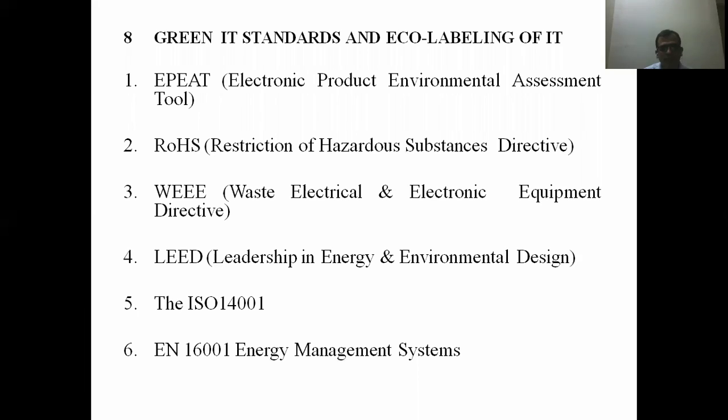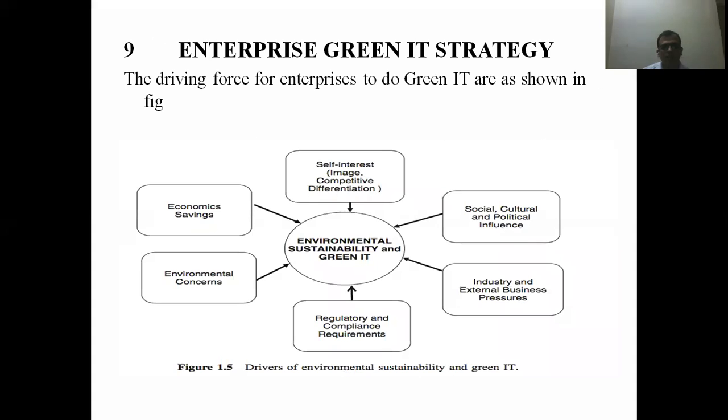LEED, the Leadership in Energy and Environmental Design. ISO 14001 and EN 16001, which is nothing but the energy management system. Next one is the enterprise Green IT strategy. To make things environmentally sustainable through Green IT, different strategies can be used, the first being self-interest. The second is social, cultural, and political influence, industry and external business pressures, regulatory and compliance requirements, environmental concerns, and economic savings. So these are the drivers of environmental sustainability and Green IT.